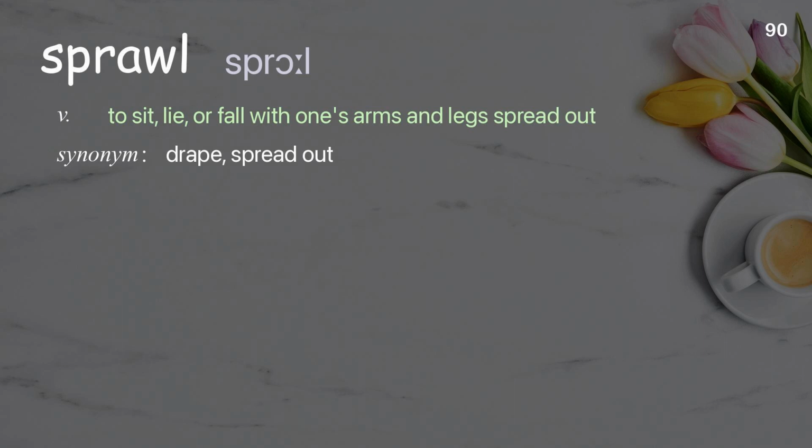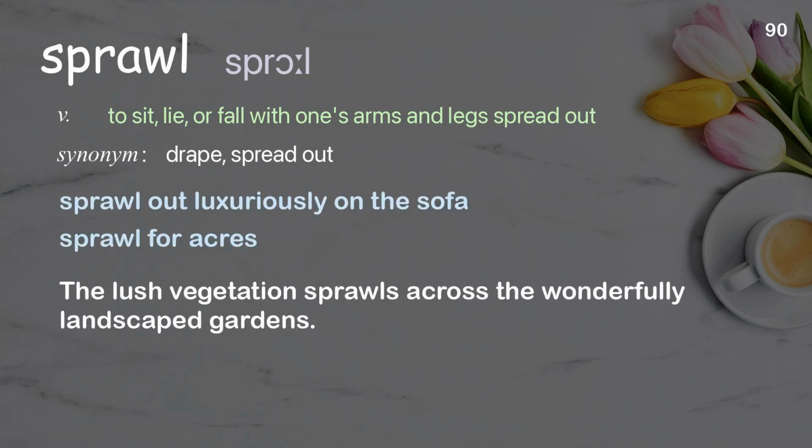Sprawl. To sit, lie, or fall with one's arms and legs spread out. Examples: Sprawl out luxuriously on the sofa. Sprawl for acres. The lush vegetation sprawls across the wonderfully landscaped gardens.